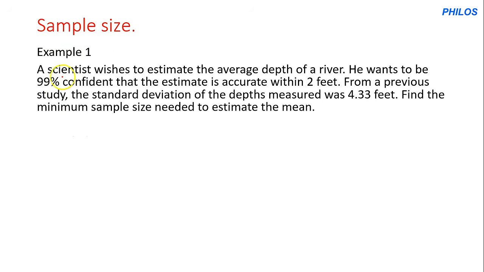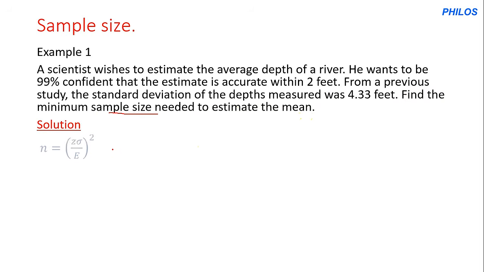Example 1 says, a scientist wishes to estimate the average depth of a river. He wants to be 99% confident that the estimate is accurate within 2 feet. From a previous study, the standard deviation of the depth measured was 4.33 feet. Find the minimum sample size needed to estimate the mean. The question says, find the minimum sample size needed to estimate the mean.